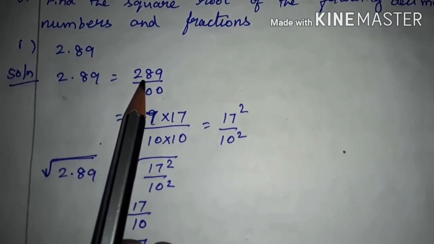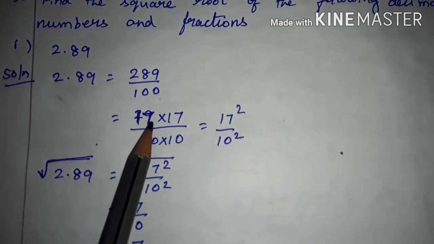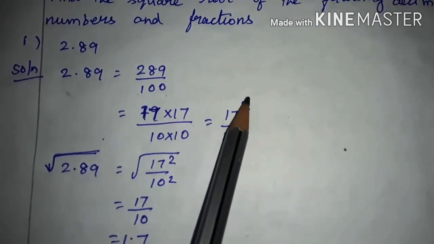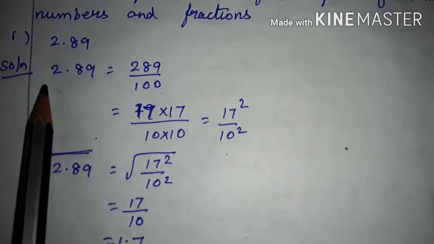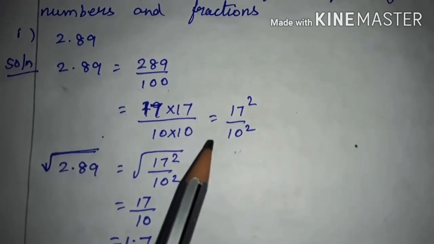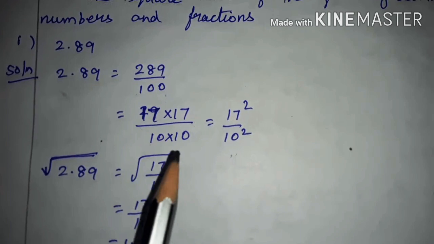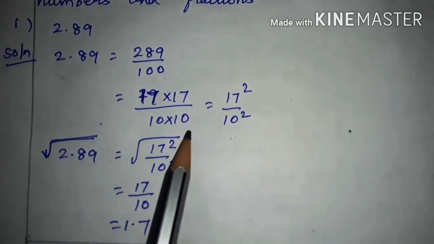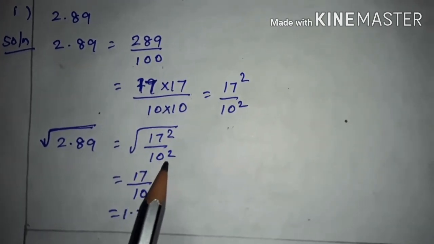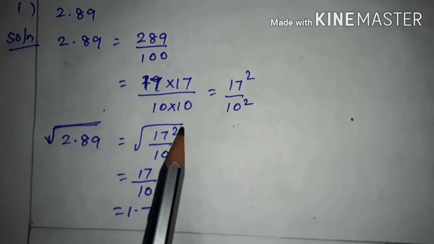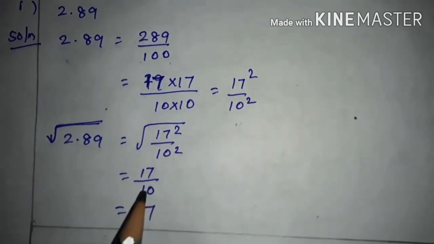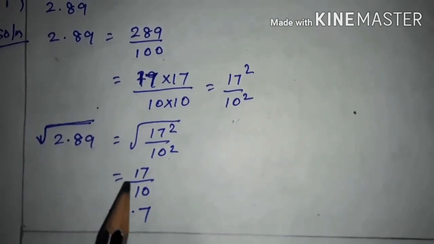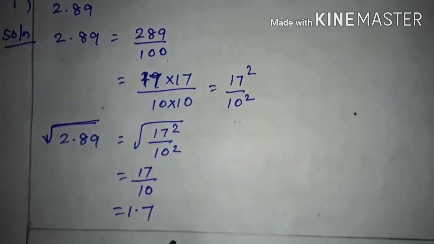This 289 is the square of 17. That is 17 into 17, and 100 is the square of 10, 10 into 10. That is 17 square by 10 square. After writing the decimal number as a square number, now we can take the square root on both sides. We get the square root of 2.89 equal to the square root of 17 square by 10 square. When you take the square root, the squares are removed. Then we get the answer as 17 by 10. Since the question is in decimal form, you have to write the answer also in decimal form. That is, 17 by 10 can be written as 1.7.